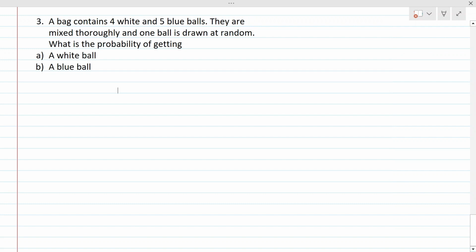Here, even though we have two subdivisions, I have already told you the total possible outcomes should be written below. So what is the total possibility? Total possibility is the total number of balls in this case. How many balls do we have? 4 white and 5 blue. That means the total number is 9. We have 9 possible outcomes in this case.